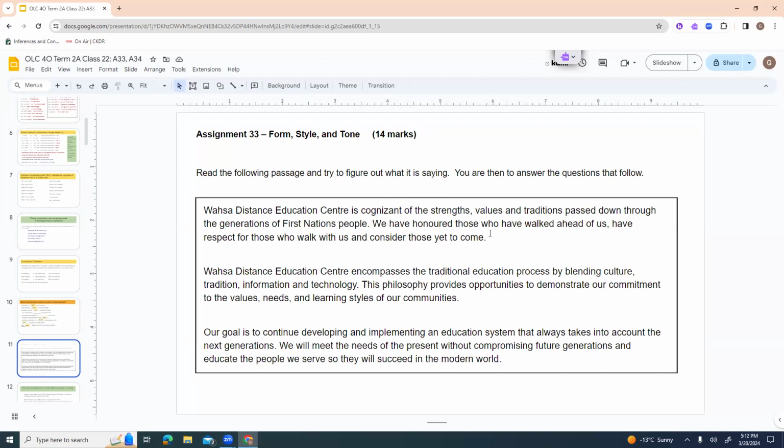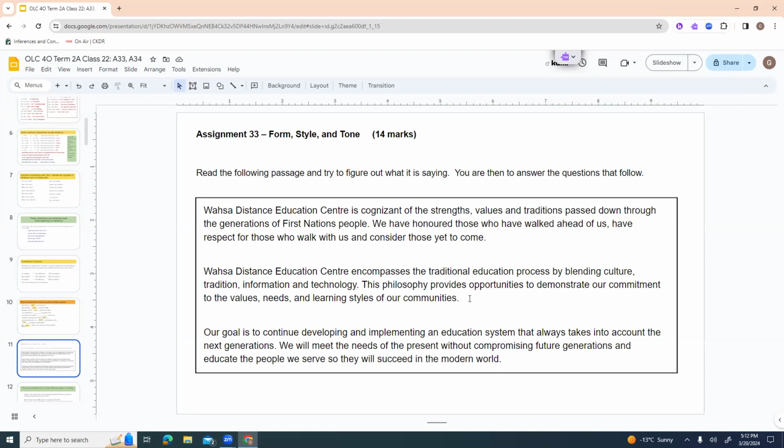Wassa Distance Education Center is cognizant of the strengths, values, and traditions passed down through the generations of First Nations people. We have honored those who have walked ahead of us, have respect for those who walk with us, and consider those yet to come. Wassa Distance Education Center encompasses the traditional education process by blending culture, tradition, information, and technology.